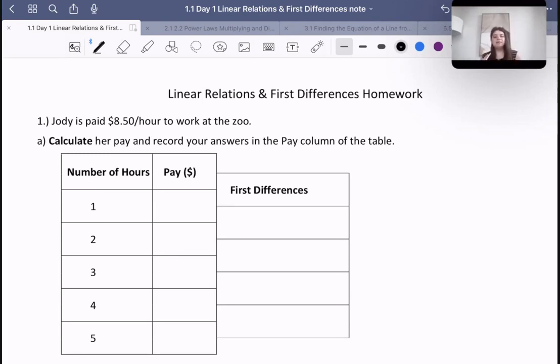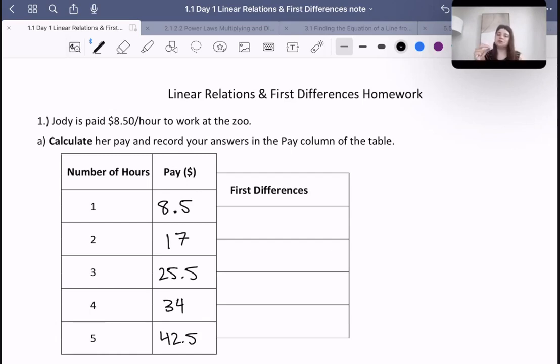Okay, so it's $8.50 per hour. So if she works 1 hour, she makes $8.50. If she works 2 hours, it would be $8.50 times 2, which is going to be $17. And then if she works 3 hours, that would be $8.50 times 3, which is $25.50. If it was 4, that would be 34. And then if she works 5 hours, she'd make $42.50.